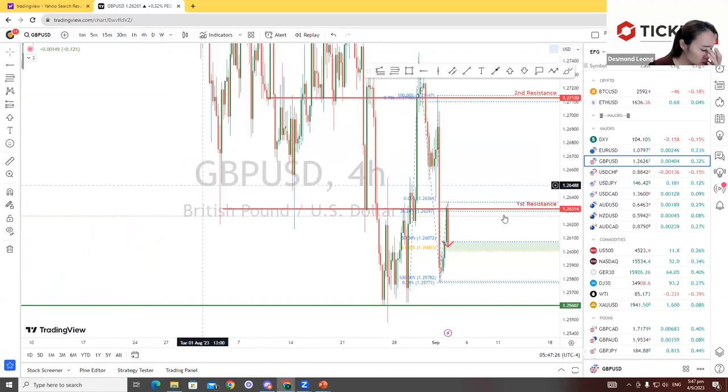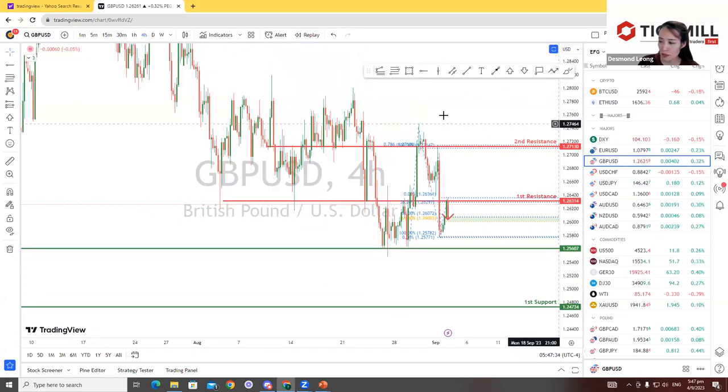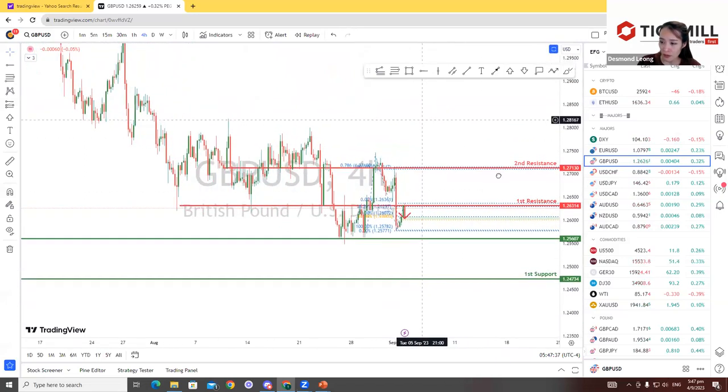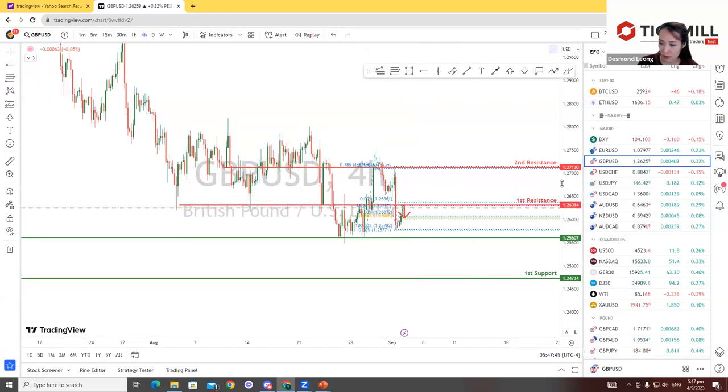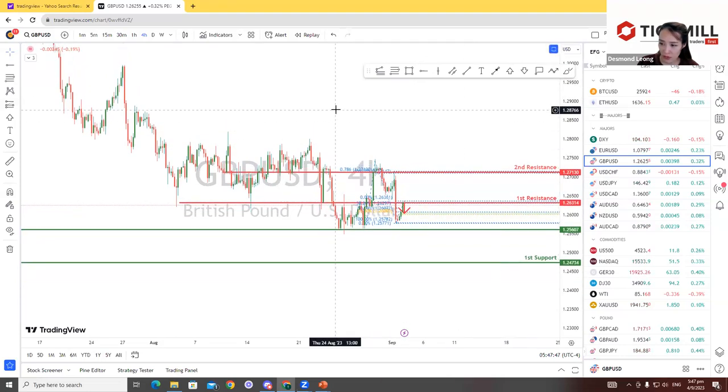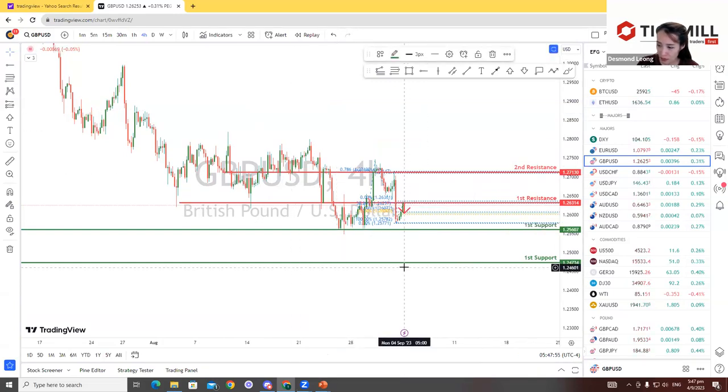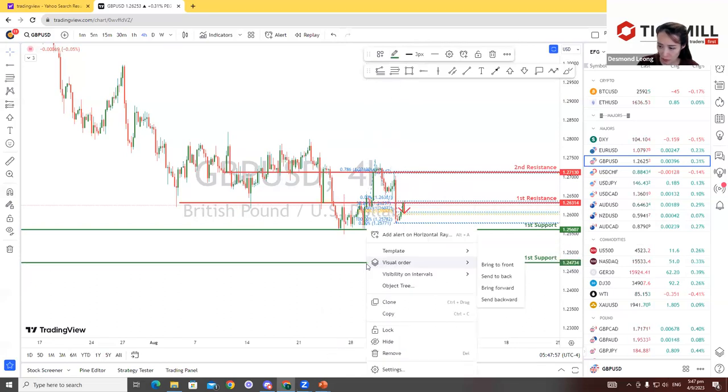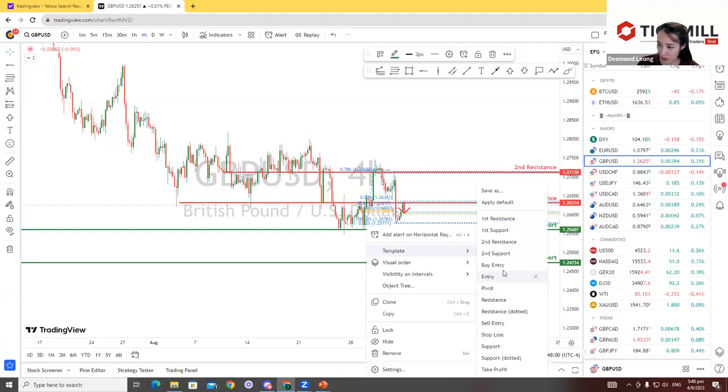Wait, let me see all the indication. What is the meaning of first and second support resistance? For example, if the price breaks above first resistance, definitely it will go to second resistance. That is the meaning. Because usually you will find two supports and two resistances, right? So if they break this one, what is the next support level? Then you need to find it, which is where I choose this as second support.